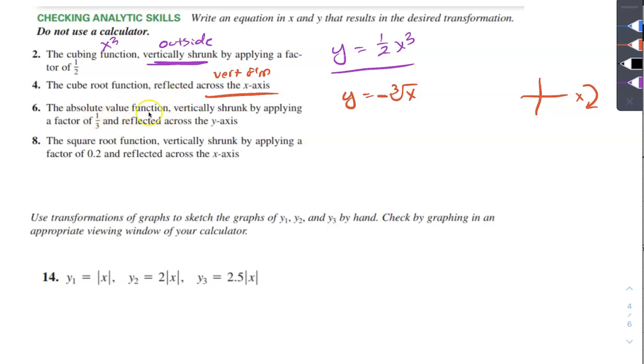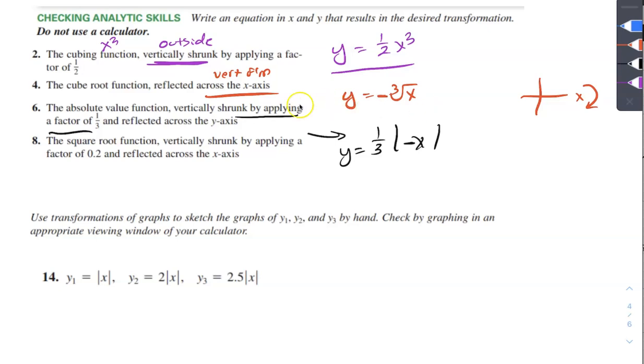Next one, the absolute value function vertically shrunk by applying a factor of 1/3. So remember, vertical is on the outside and reflected across the y-axis. So the absolute value function looks like this. On the outside, we're going to put a 1/3 because it's a vertical. So 1/3 on the outside. Now this one, reflecting across the y-axis. That's a horizontal flip. So that means the negative's on the inside. So it looks like that.